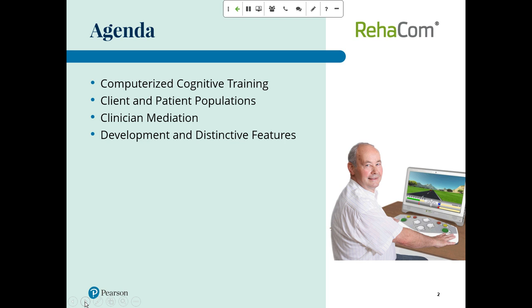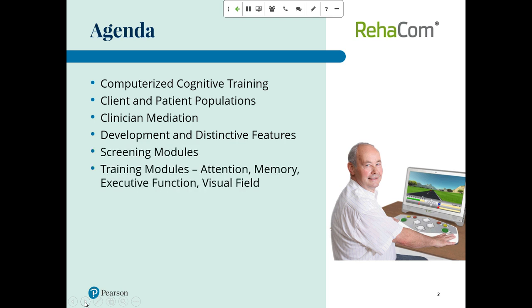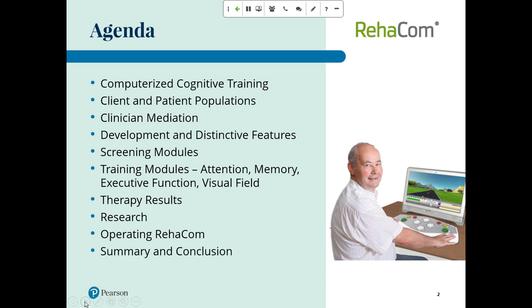We'll look at different distinctive features and how to screen patients. We'll also look at the training modules that are available with this program that involve attention, memory, executive function, and visual field. It can be used not just to assess individuals, but also to provide therapy, and as a result, you'll be able to see how you can extract data about their results. We'll briefly review research on this program, as well as how to operate it, and we will summarize and conclude.